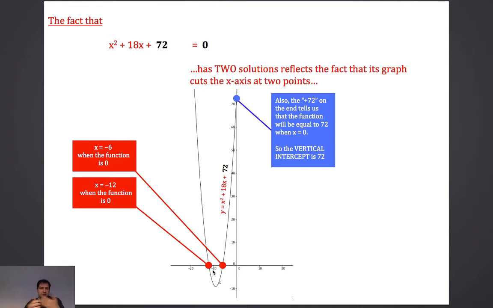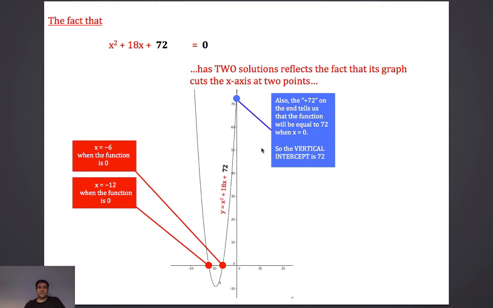So you need to be aware of that relationship between the solutions of a quadratic equation and the intercept on the graph. Where it cuts the x-axis is showing you where the solutions are, because it's showing you where the function is equal to 0.